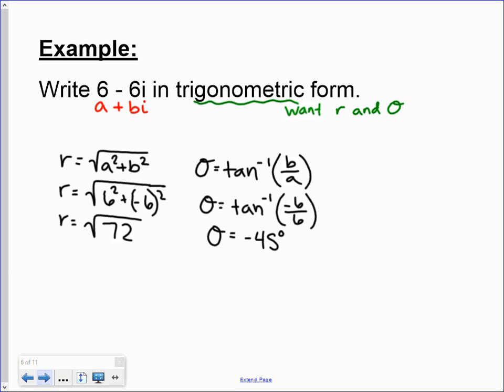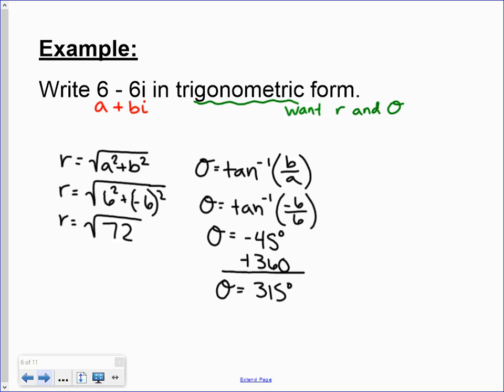I do my work and I get to r equals square root 72, theta equals negative 45. What will you tell me to do to my modulus and my argument? Add 360 to my argument. Does that get me in the right quadrant for 6 minus 6i? Yeah, because I would go right 6, down 6, so I'd be in the fourth quadrant. So I'm going to add 360. You should always give me a positive angle between 0 and 360, so that's 315.